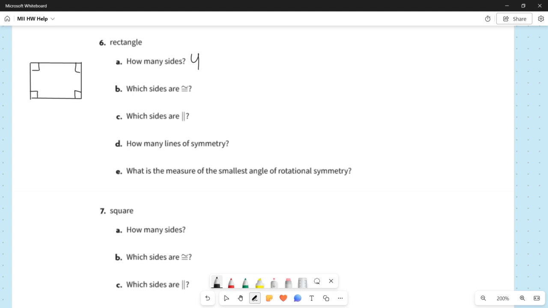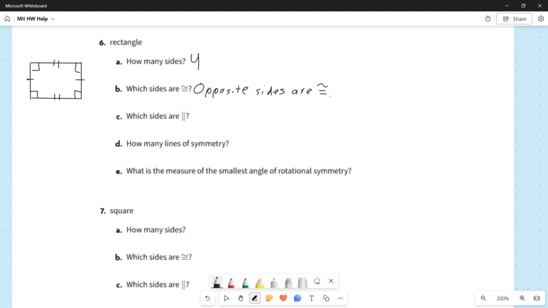B says which sides are congruent. Well, you probably already know this from a rectangle, but in a rectangle, opposite sides are congruent. Also, notice that a rectangle is a special kind of parallelogram, and with a parallelogram, opposite sides are congruent. And because a rectangle is a parallelogram, that means that at the very least, opposite sides still need to be congruent, and that is true. So, opposite sides are congruent in a rectangle.